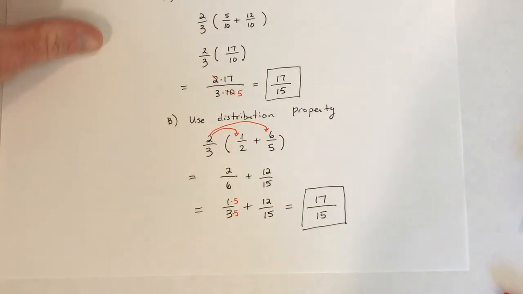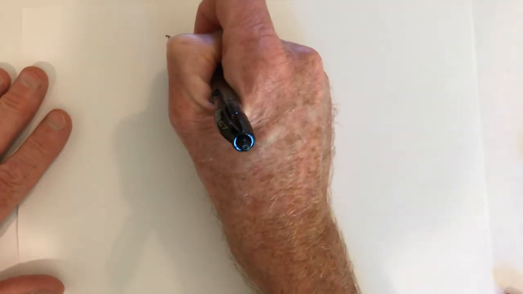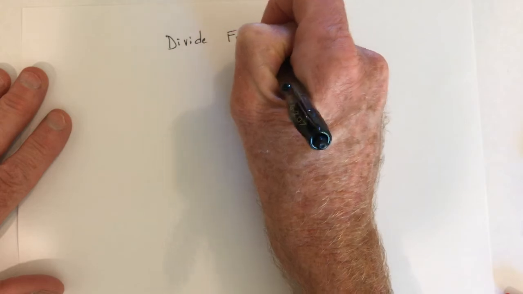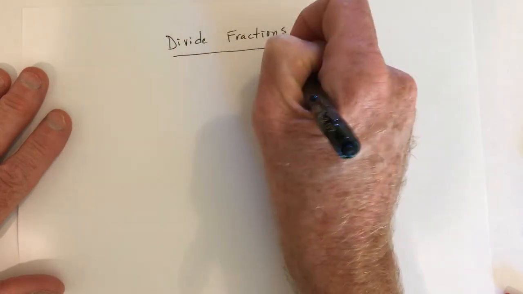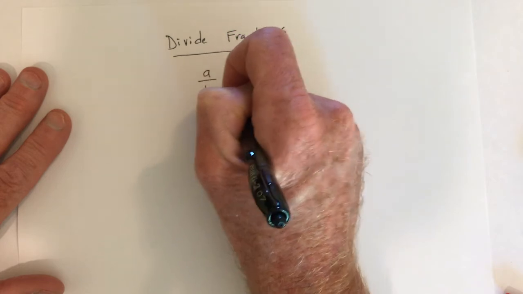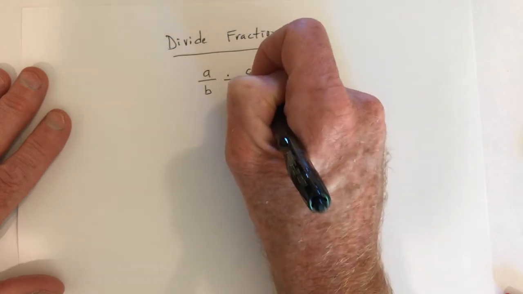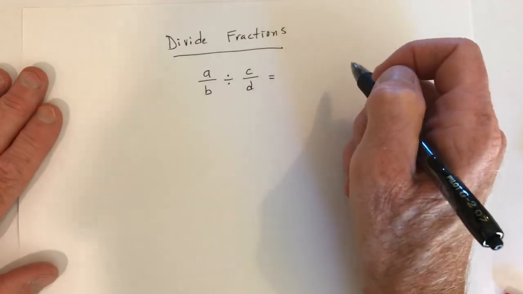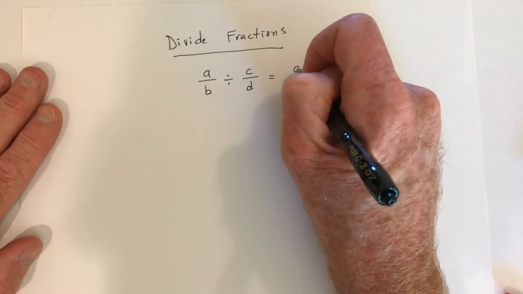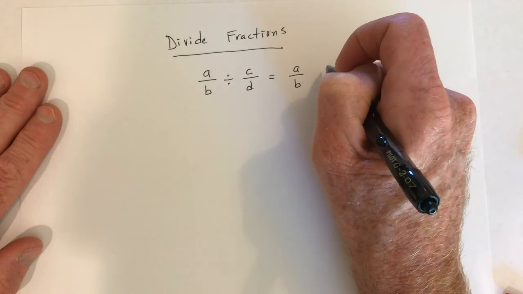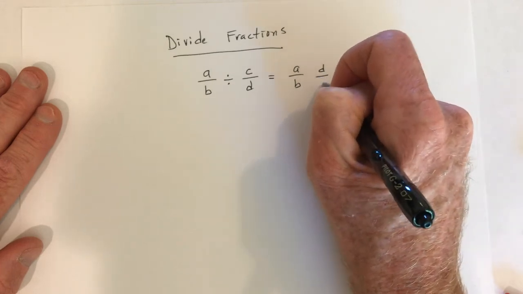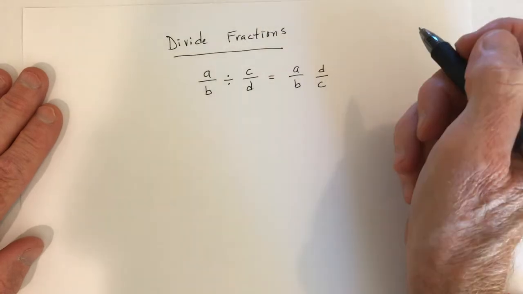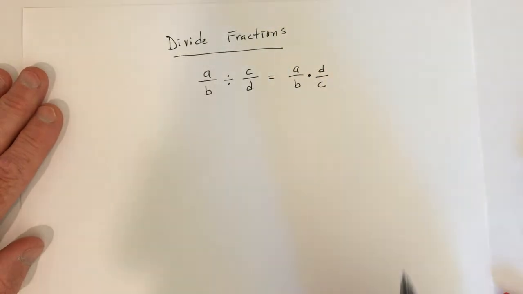Now there's just two more ideas in this section. One is dividing fractions. So if you have one fraction divided by another fraction, you leave the first fraction alone, a over b. You invert the second fraction, so it becomes d on top and c on bottom. And then you change it to a multiplication.